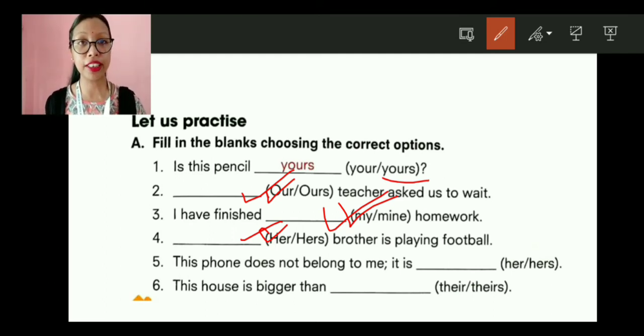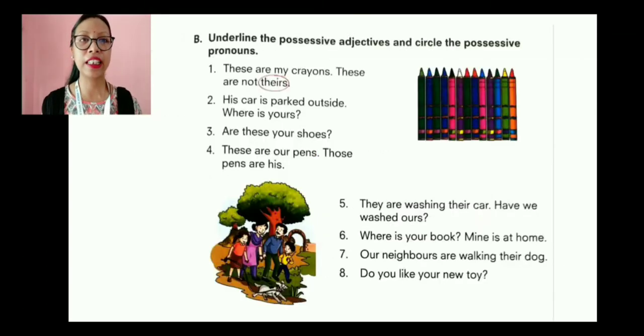Now number 5 and 6 is your homework. Do it on your own. Try to solve it. Then let us come to the next part, which is exercise B. Underline the possessive adjectives and circle the possessive pronouns. The first one has already been done for you.